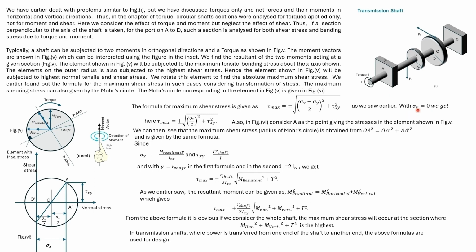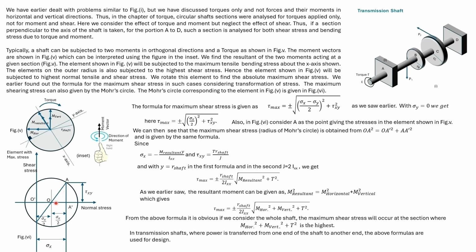With sigma y equal to 0, we get this expression. We can also obtain this expression using Mohr's circle. The stresses acting on this element are plotted as point A in the Mohr's circle. At this point, let the shear stress be tau xy and the normal stress be sigma x. Sigma y is 0. So we can plot this point and this point, and as such the whole Mohr's circle.